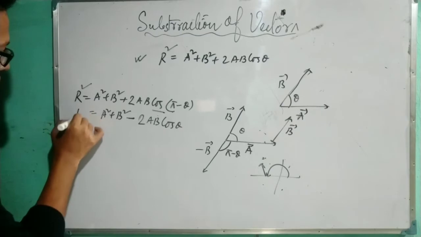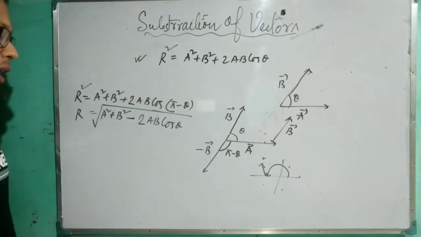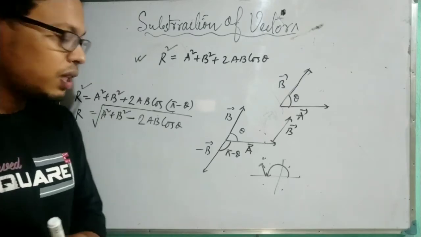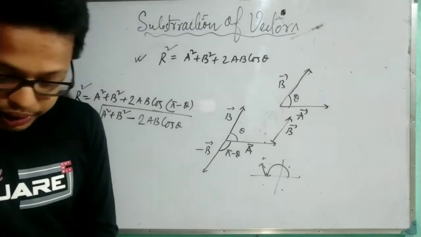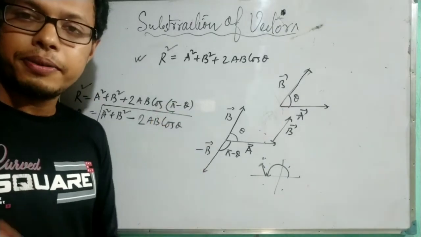So if you want to find the value of R, then take the root. So R equals root of A square plus B square minus 2AB cos theta. This is the resultant of the two vectors in case of subtraction. Clear? Now do one problem.